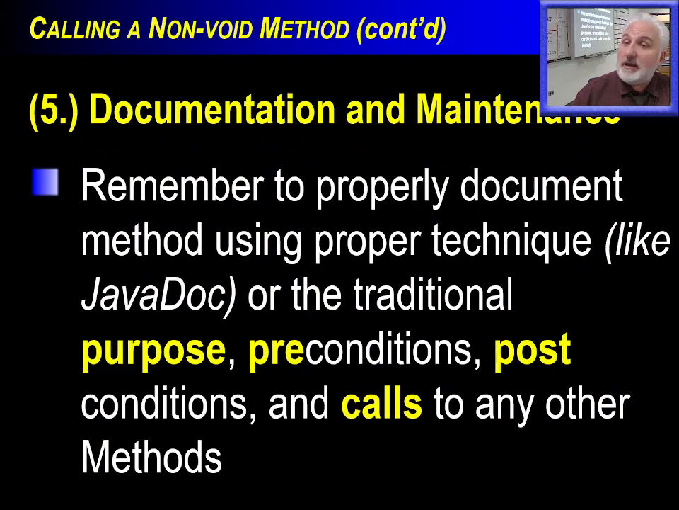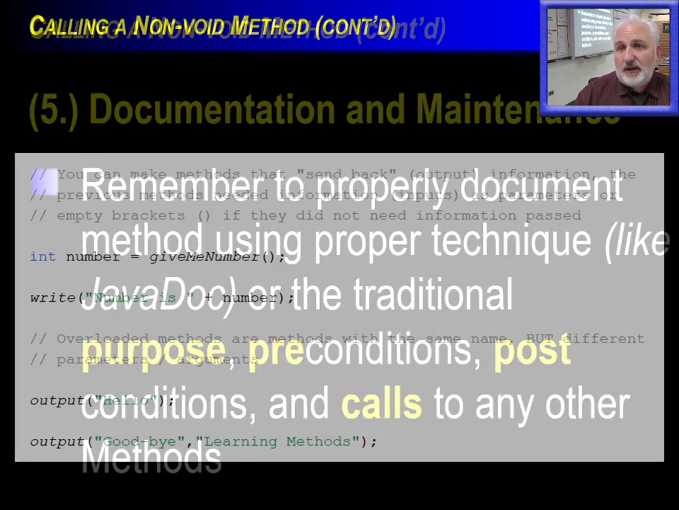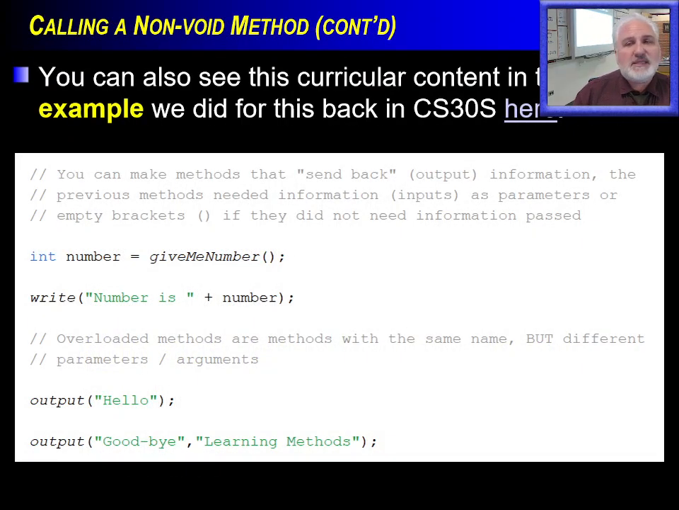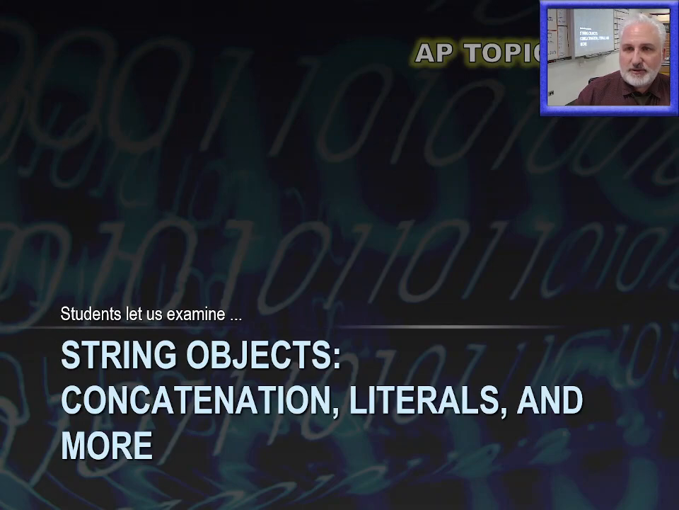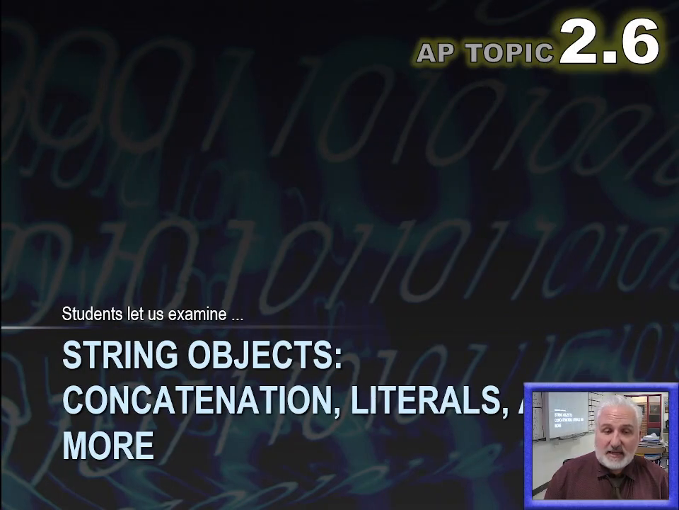Okay? Documentation, although I have it listed as the last step, is something you want to do throughout, not only commenting within the method body, but also doing the proper Java documentation for the method itself, which we've already covered. You can see that we did this in both 30S and 40S, writing tons of methods, commenting them with parameters, without parameters, with return types, without return types. All right, let's move on to AP section 2.6.